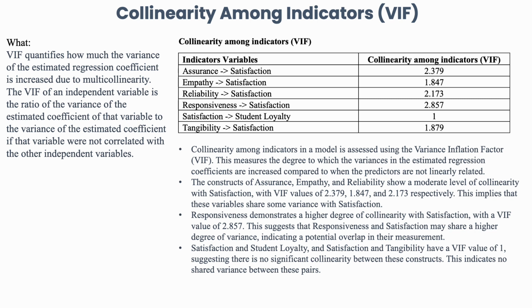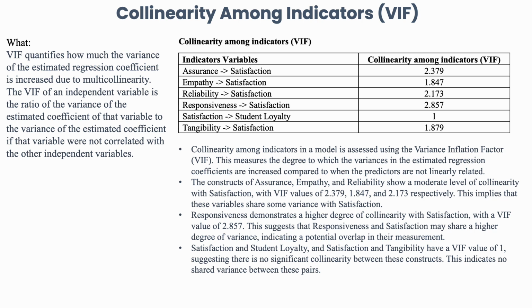First, collinearity among indicators in a model is assessed using VIF. The constructs of assurance, empathy, and reliability show a moderate level of collinearity with satisfaction, with VIF values of 2.379, 1.847, and 2.173 respectively. Now, this implies that these variables share some variance with satisfaction. Now, if we look at responsiveness, it demonstrates a higher degree of collinearity with satisfaction, with a VIF of 2.857.